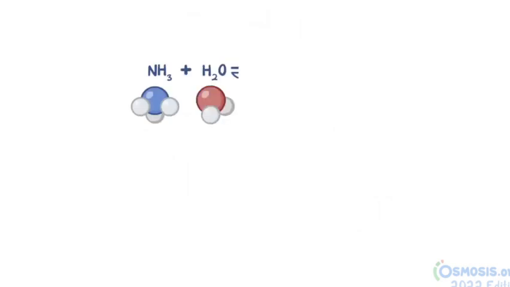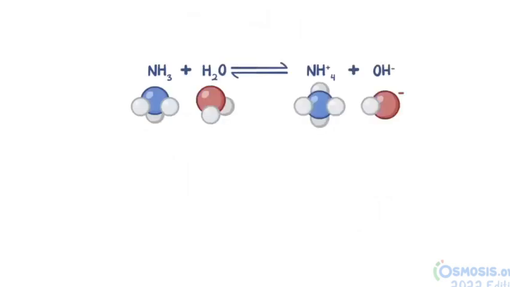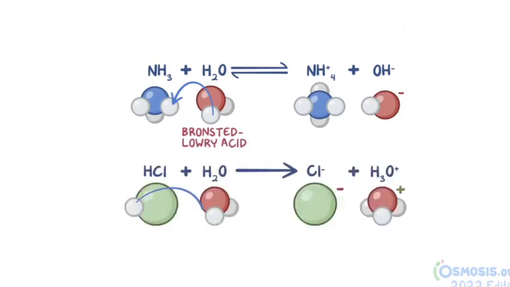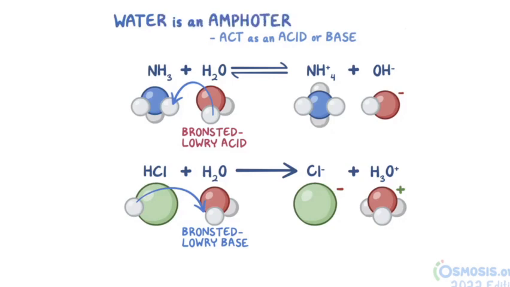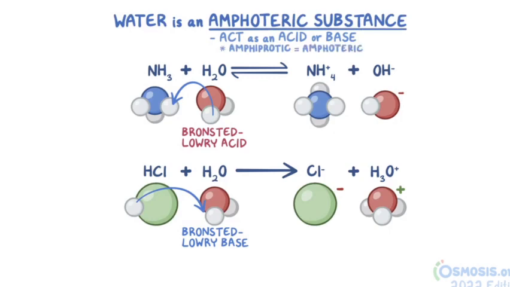In the reaction between ammonia and water, water donates a proton and therefore acts as a Bronsted-Lowry acid. In the previous reaction, water accepted a proton and therefore acted as a Bronsted-Lowry base. An amphoteric substance can act as an acid or a base. Since water, as we just showed, can act as either an acid or a base, water is an example of an amphoteric substance. Sometimes the word amphiprotic is used in place of the word amphoteric.